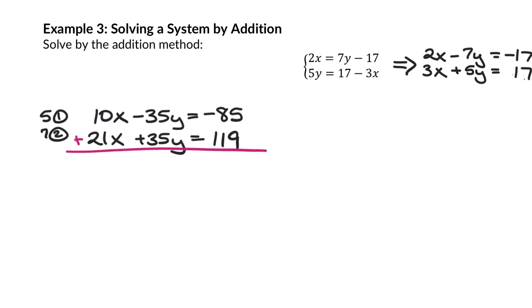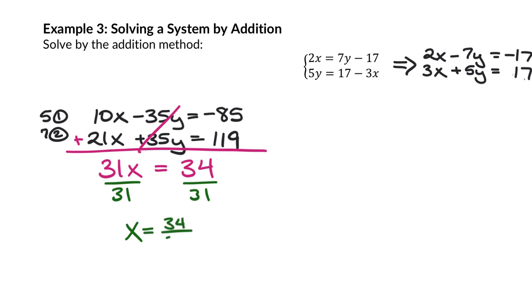We do our adding. We're like, okay, great, the y's are going to cancel. They don't always have to cancel first, by the way. You can cancel x's first. This becomes 31x equal to 34. Trust the process. How do you solve for x? Divide by 31. 34 divided by 31 is some decimal that I'm not going to round, so I'm going to keep this as 34 over 31. Boom, I have my x value.